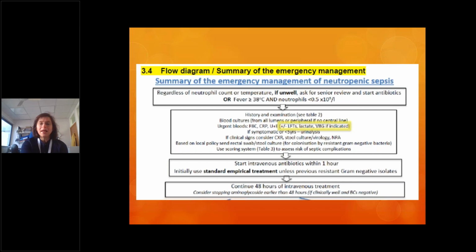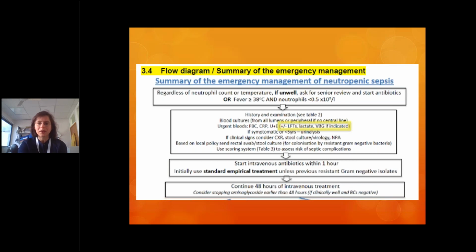And then start intravenous antibiotics within 1 hour. And that time frame, although it puts everybody under great pressure of the clock ticking, is really valuable for those patients who could potentially deteriorate very quickly. So everybody must have the antibiotic within 1 hour, because at that initial moment, it's really hard to discriminate the patients who are at higher risk from the others.